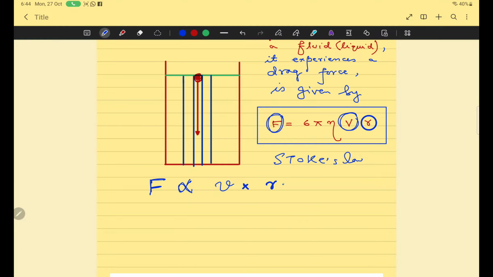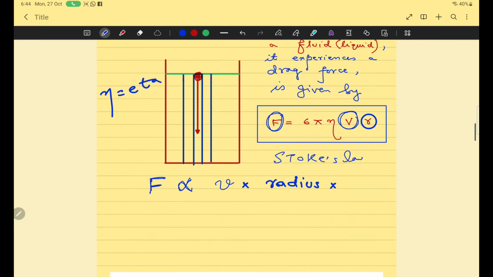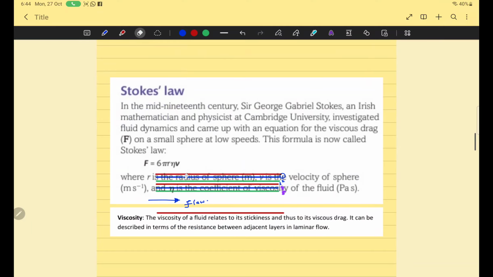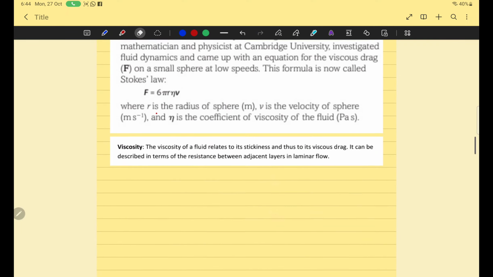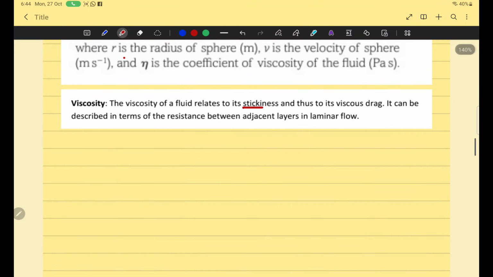And if we are dealing with a sphere, then you know the size of a sphere is measured by its radius. And sir, what is this? We read this symbol as eta, and this is called the coefficient of viscosity. Coefficient of viscosity means how thick or sticky the liquid is. The stickiness of a fluid is called viscosity. What does that mean?